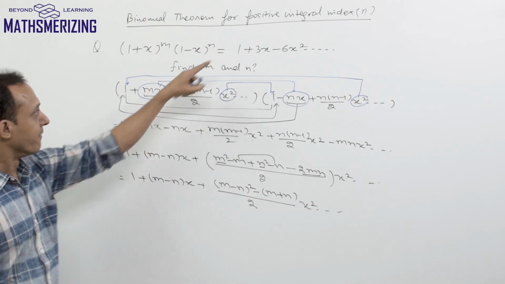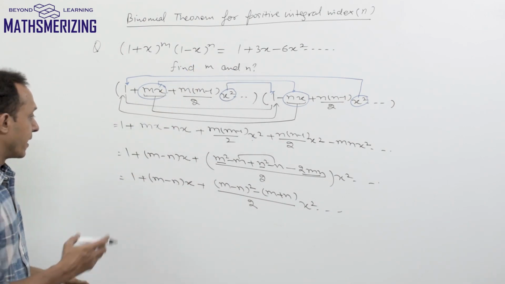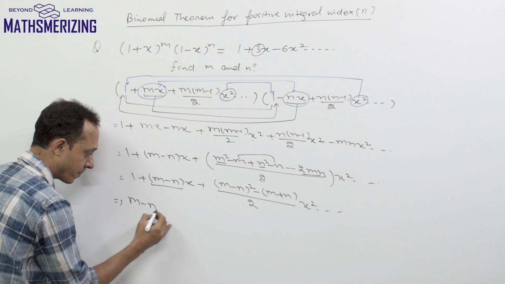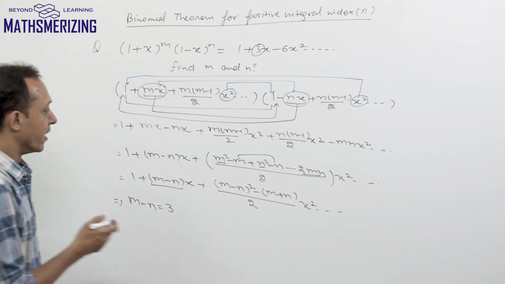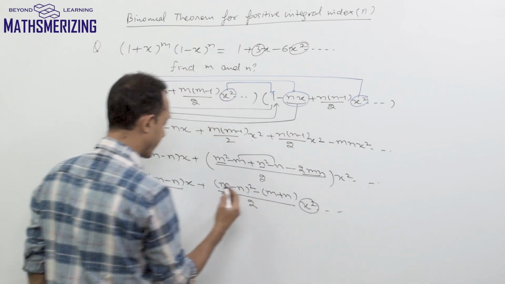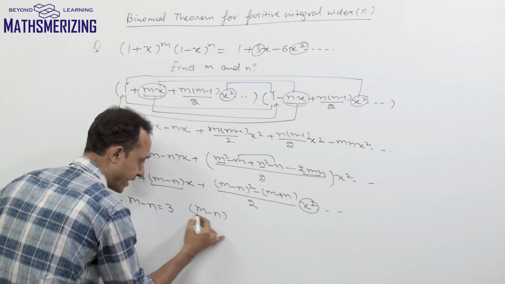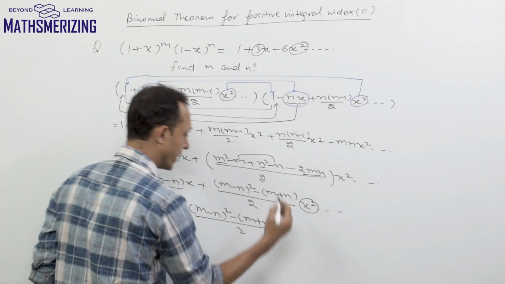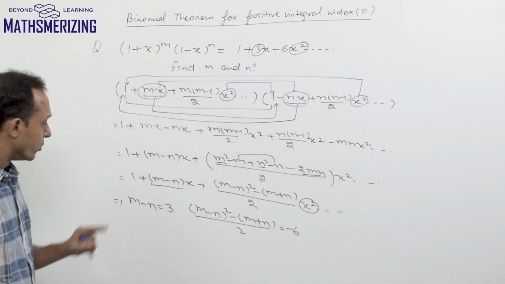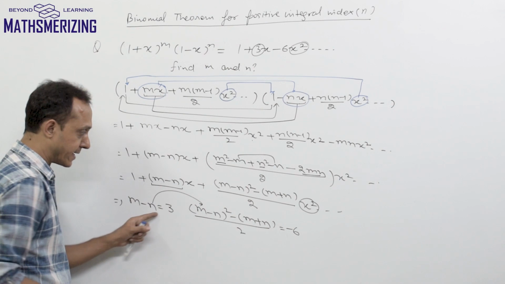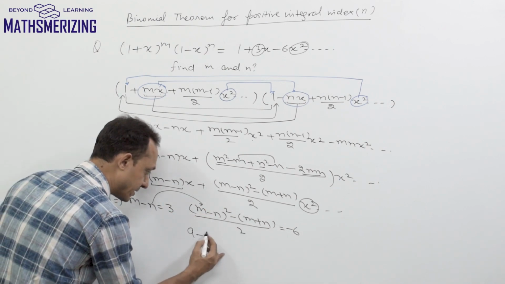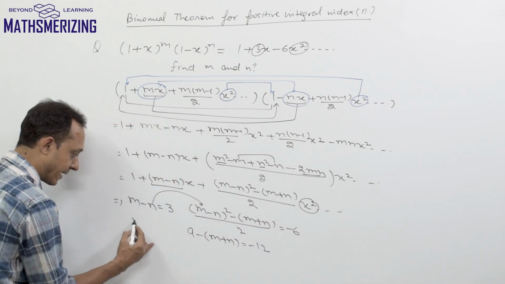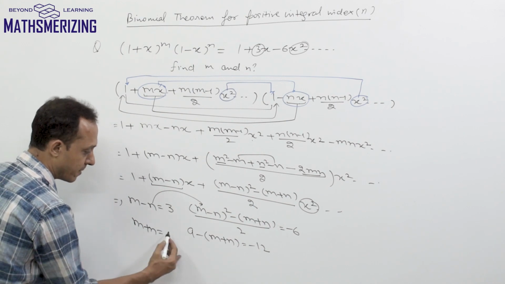So now I'll compare the given series with the series which we have derived, right? If I compare the coefficient of x, the coefficient of x here is 3. So the first equation I'll get is m minus n equals 3. Now I'll compare the coefficient of x square. For x square I'll get (m minus n) whole square minus (m plus n) by 2, and this value is equal to minus 6. So I'll put the value of m minus n here. m minus n is 3, 3 square is 9. So this is 9 minus (m plus n) by 2 equals minus 6. If I solve it, I'll get m plus n equals 30.